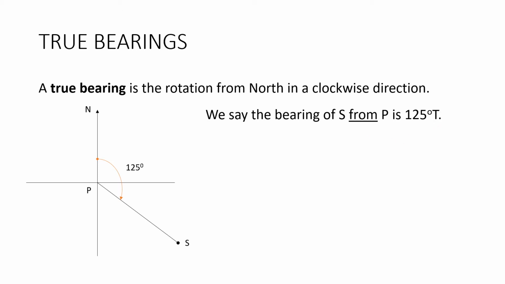This word, however, is really important. The letter that comes after that word from is the letter that goes in the center of the compass. So it says from P, so at the point P we're going to draw the north, east, south, west.